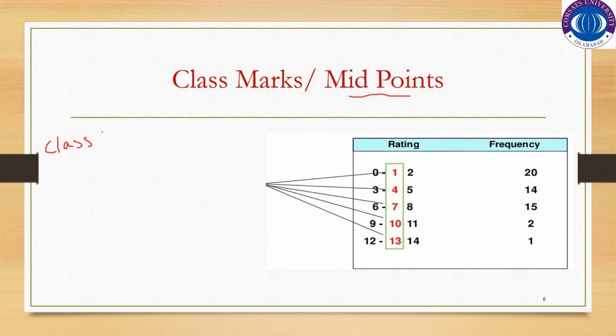Class mark or the midpoint, we represent it with a variable. You can give name of any variable, x, y, z, whatever suits you. This is equal to lower class limit plus upper class limit, divided by 2.